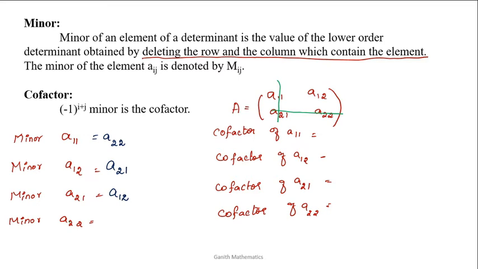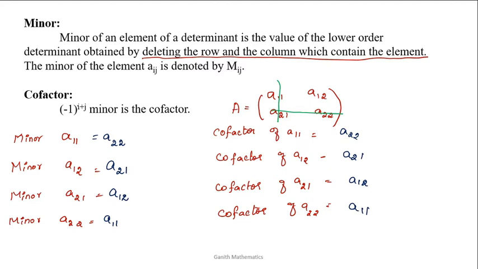And what is the minor of A22? It is very simple. When you look at A22, you have to eliminate the corresponding row and column, that means the second row and second column. You are left with A11. So now you know how to find the minors. The cofactor uses a formula along with the minor. So you just write the minor values as they are, that is A22, A21, A12 and A11.